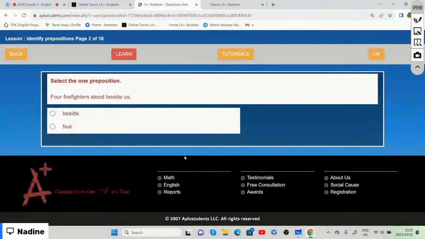Four firefighters stood beside us. It's like asking yourself, where did these firefighters stand? Where? Is it beside or is it for? So preposition. Four firefighters stood beside us. Is it beside or is it for?